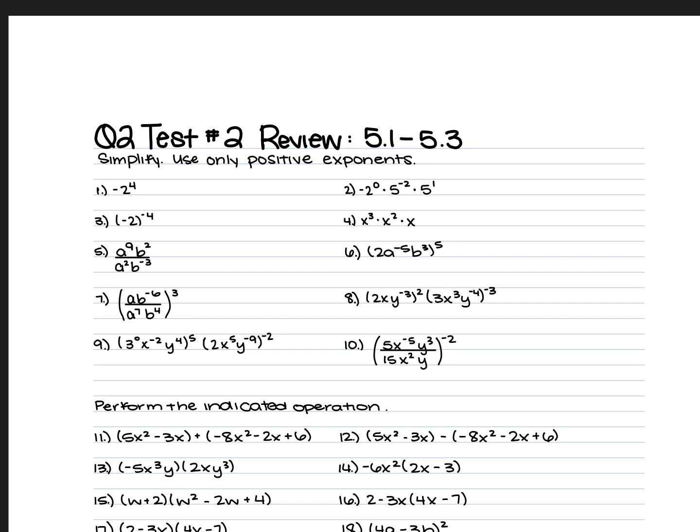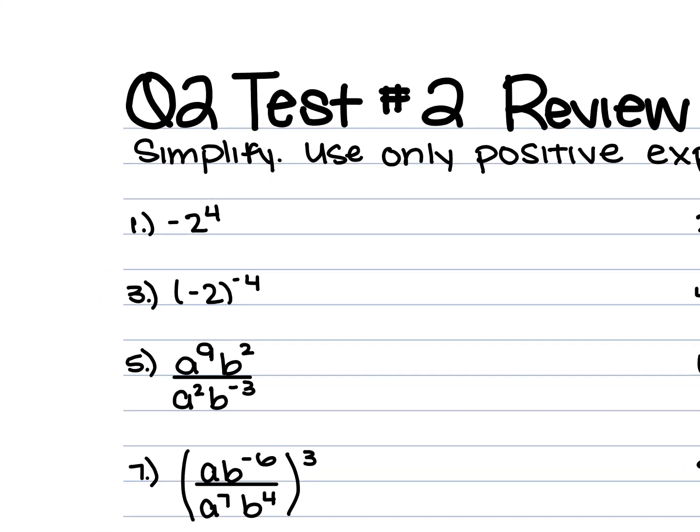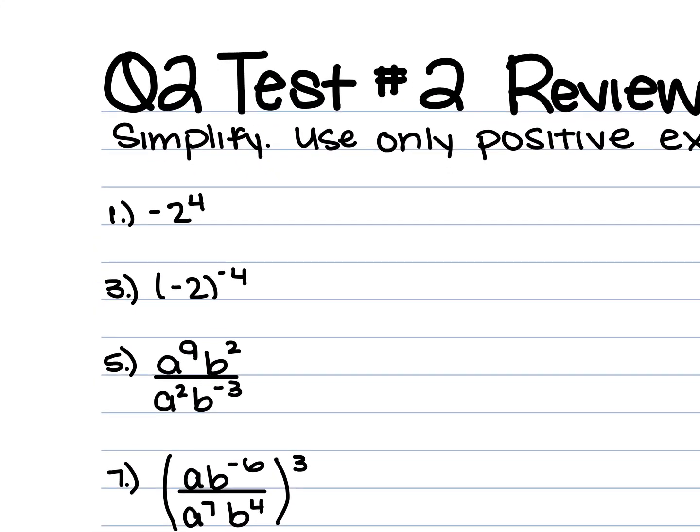If we look at number 1, we have -2 to the 4th power. This is also the opposite of 2 to the 4th power. It is not like number 3 where you have the -2 in parentheses. So this, if it makes things easier for you, put parentheses around the 2 to the 4th power. 2 to the 4th power is 2 times 2 is 4, times 2 is 8, times 2 is 16. So it's the opposite of 16, which is -16.